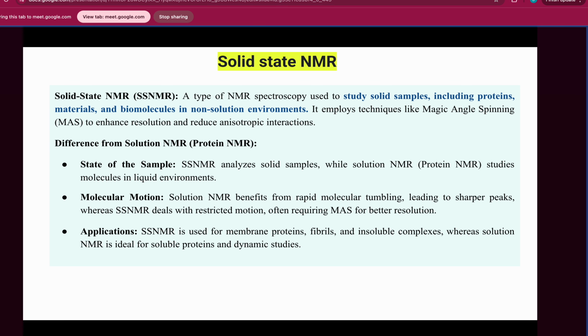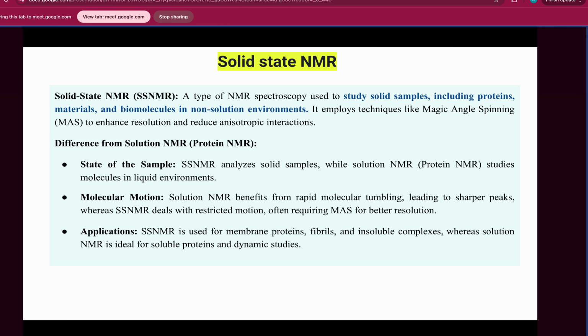Then I have also talked about solid state NMR. Till now we have only discussed solution NMR, but there is also another NMR, solid state NMR, which is generally used for cases where we are not keeping the protein in solution, where we are observing it in its rigid state or natural form. For example, if there are proteins lying on the membrane, then we are not taking out those proteins and observing them in solution. We are simply observing them at the membrane surface. So this is solid state NMR, in which we observe in non-solution environments.